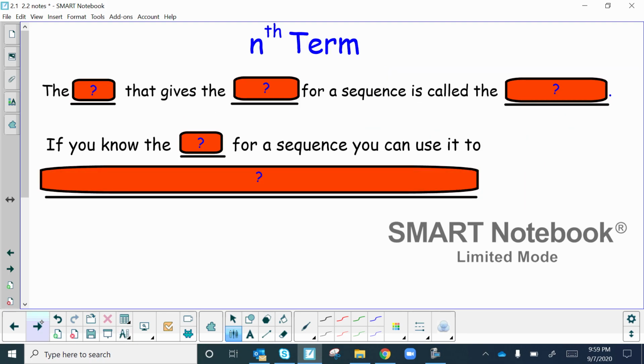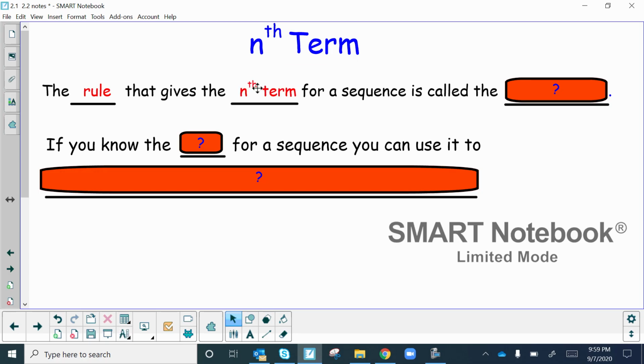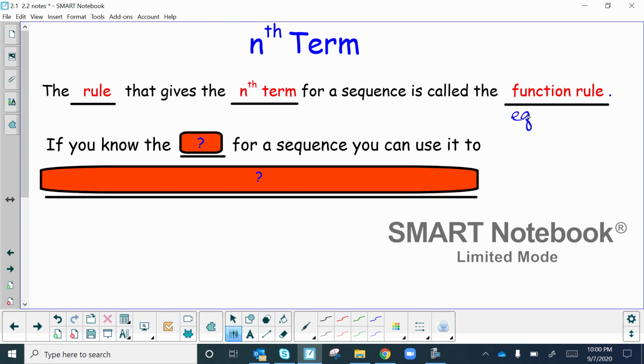Okay, so let's move on to nth term. This is the second section, 2.2. So what is the nth term? The rule that gives the nth term for a sequence is called the function rule. This is kind of taking you back to Algebra 1. You dealt with function rules, which you probably know as an equation. We usually start an equation with y equals, but with a function rule, we're just going to write the rule, which is the nth term. So it's related to an equation, however.